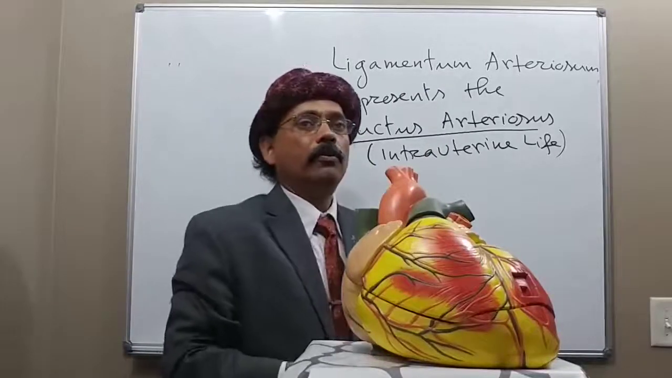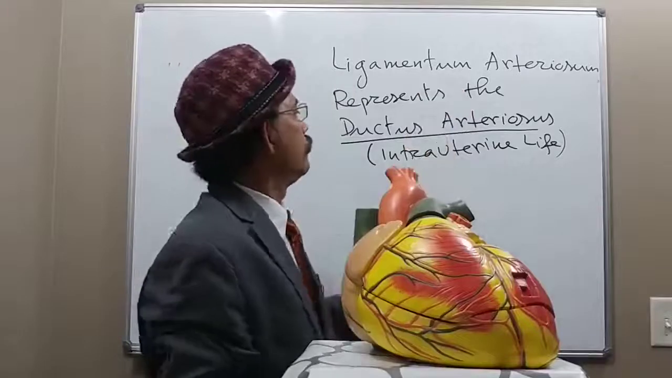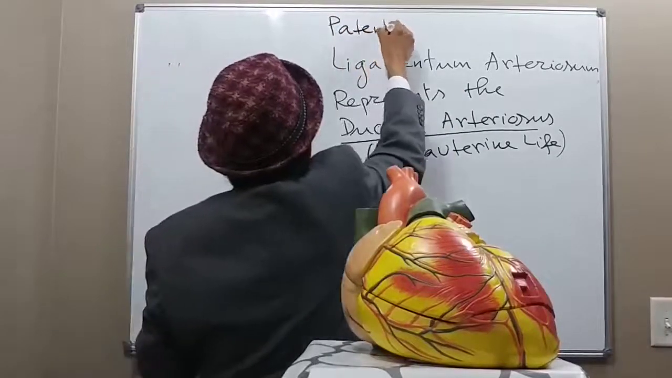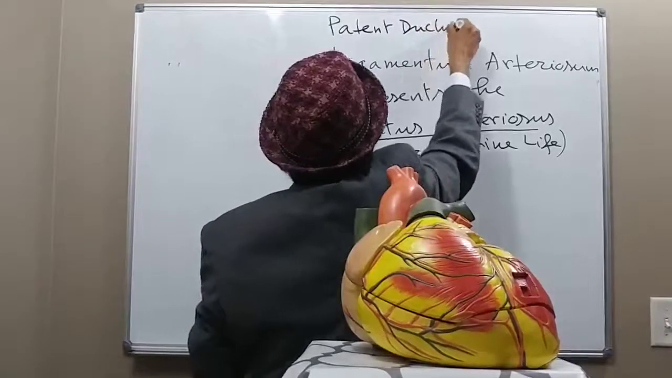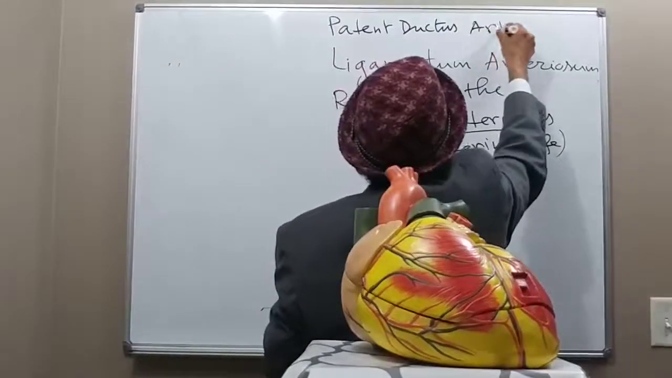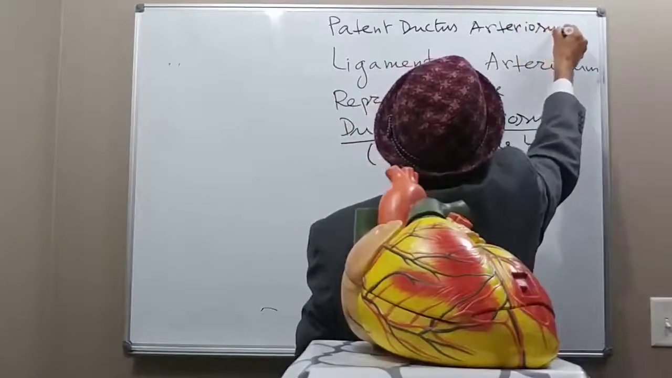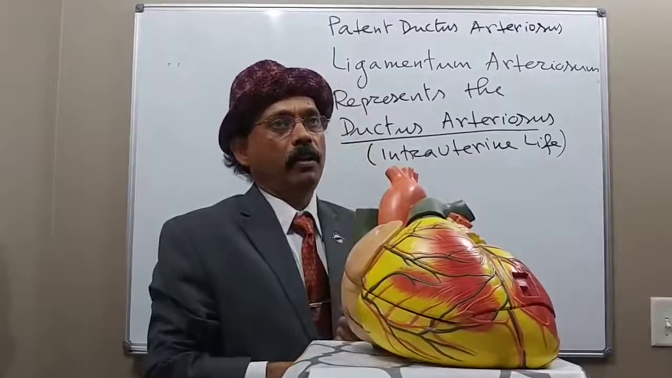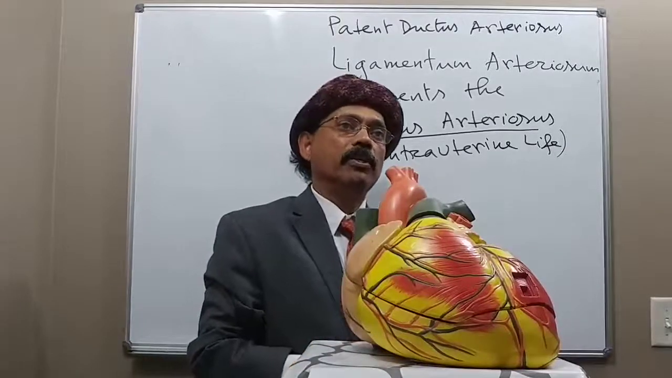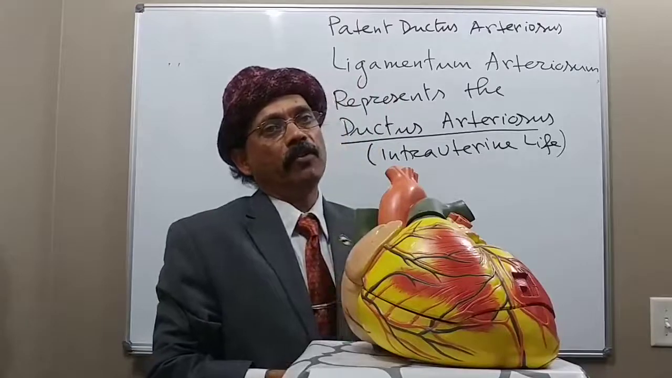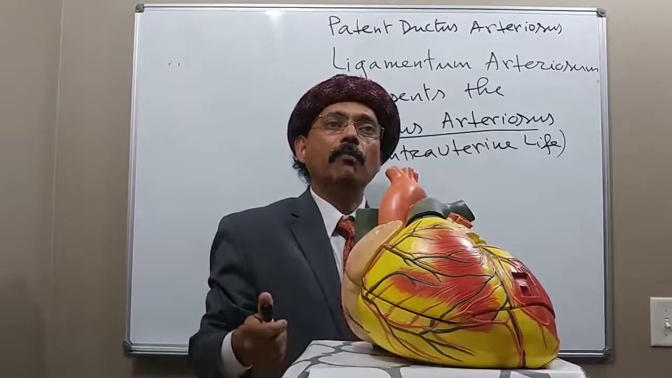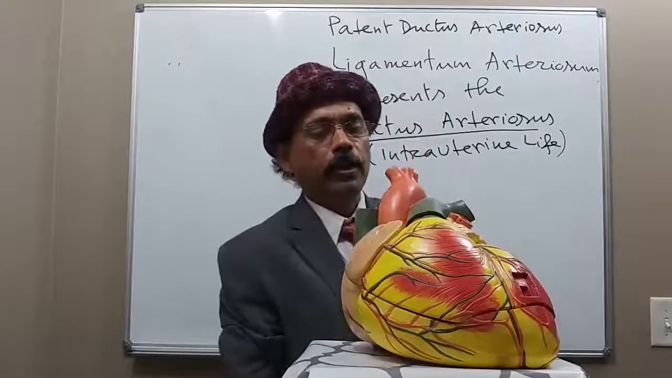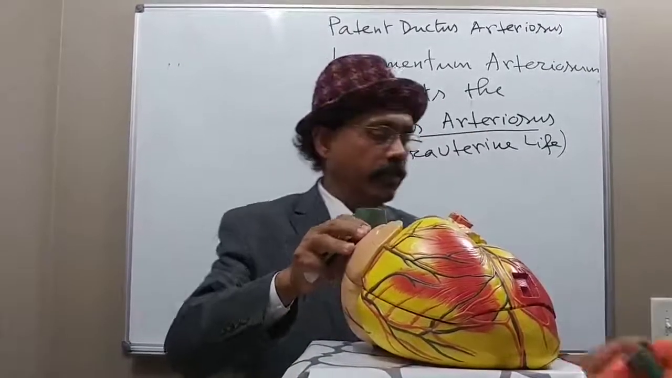Sometimes it may not close. We call it patent ductus arteriosus. We may get this congenital birth defect, patent ductus arteriosus, maybe due to prematurity, maternal diabetes mellitus, or high mountain living. That is possible. So we have the left ventricle and right ventricle inside.